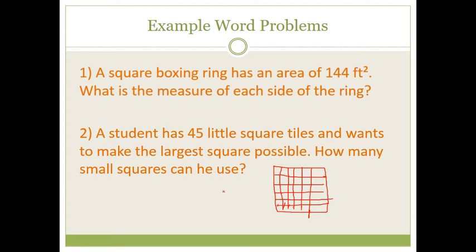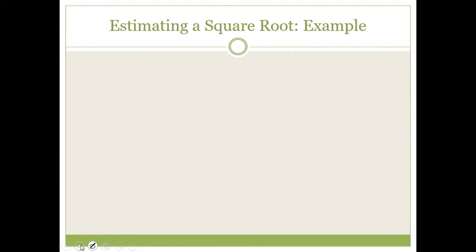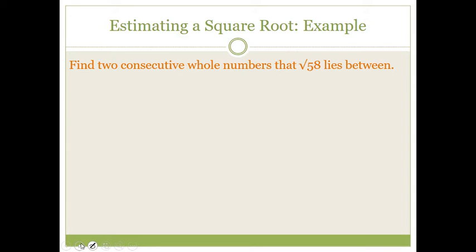If I really wanted to, I could make a little tiny 3 by 3 out of the remaining ones. So I could make 2 squares, one a 3 by 3 and the other one a 6 by 6. Let's talk about estimating a square root without a calculator. This question here asks me to find 2 consecutive whole numbers that the square root of 58 lies in between.